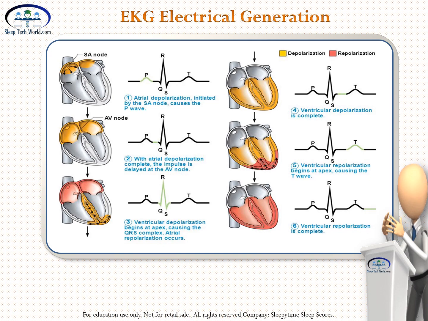Step 4. The ventricular depolarization is complete. Step 5. Ventricular repolarization occurs at the axis, causing the T wave to appear. And finally, step 6. Ventricular repolarization is complete.